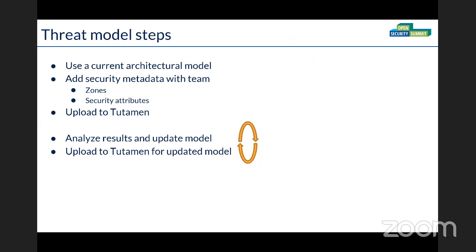Then you upload it to the Tutamen SaaS endpoint. You get back the results, you analyze those results, you update the model, and then you upload it back to Tutamen. And you do this a number of different times, potentially 3 or 4 times, maybe 5 or 6, until you get to a point where you like what you have. And then that becomes a model that you publish out to the developers and to the testers. And then they use the results of that to basically build patterns into their development or into the design. And then the testers will use that to create test cases.